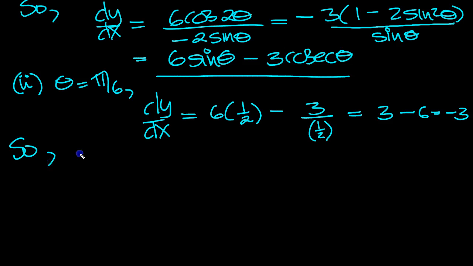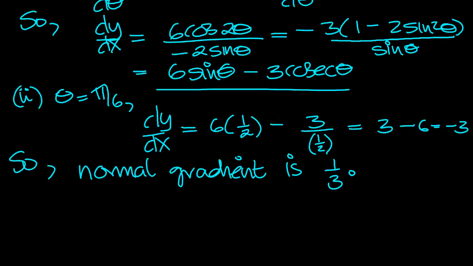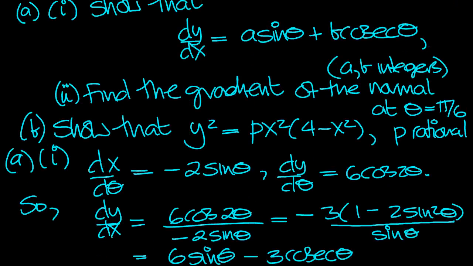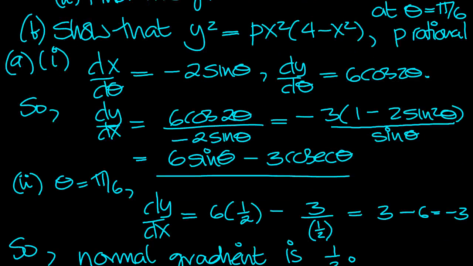So the gradient of the normal really is, well, what times what is minus 1? It's going to be 1 over 3, isn't it? So 1/3. Okay, so let's see what we've got here. Find the gradient of the normal. Yeah, that's fine.